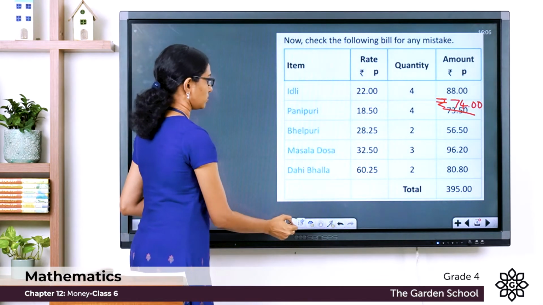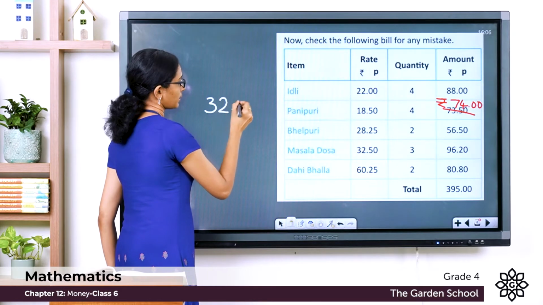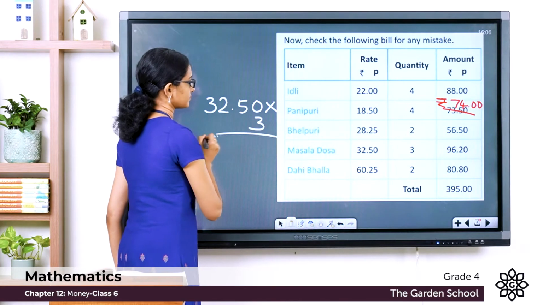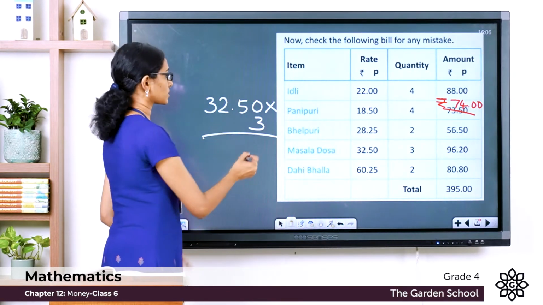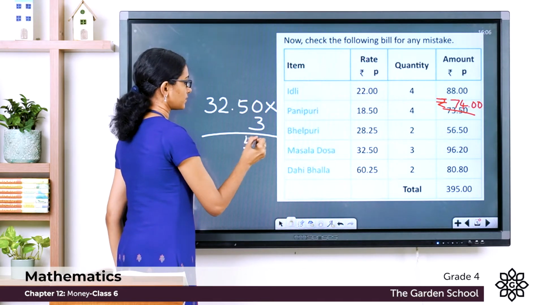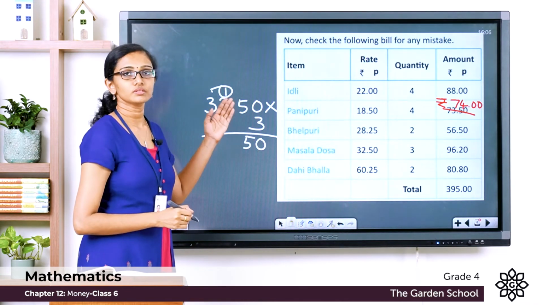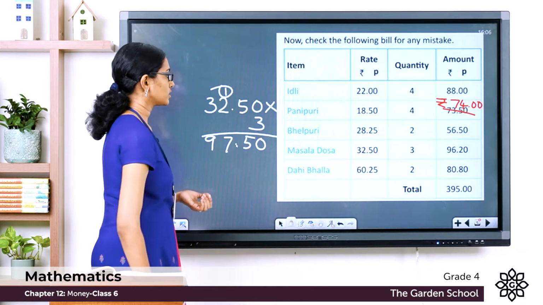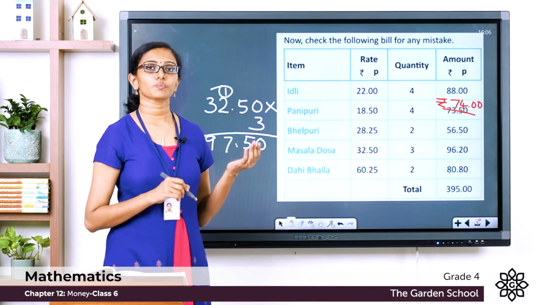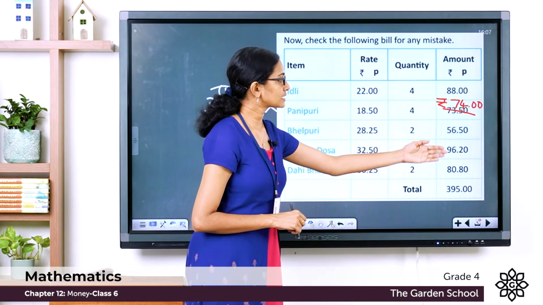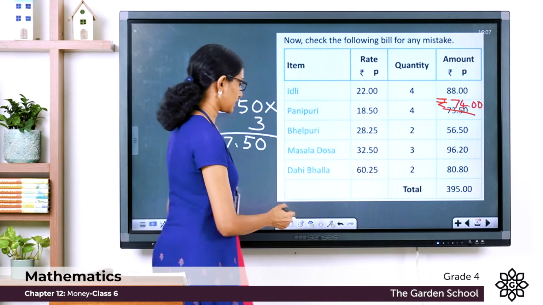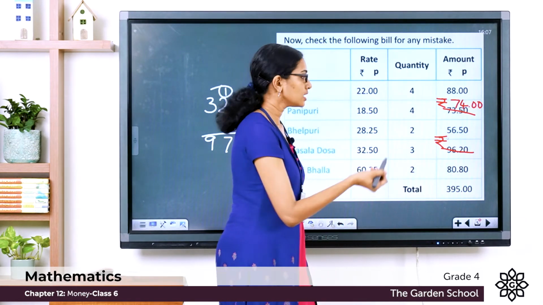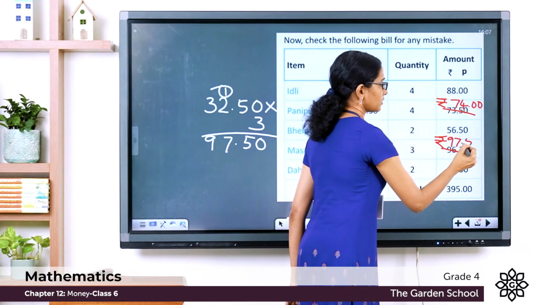So the amount is 32 rupee 50 paise into 3, and that is equal to, here, 3 into 0, 0, 3 into 5, 15, carry over 1, 3 into 2, 6 plus 1, 7, and 3 into 3, 9. Let's put the dot. So the amount here is 97 rupee 50 paise, but in the given bill it is shown as 96 rupee 20 paise, which is incorrect. So here the actual cost of masala dosa is 97 rupee 50 paise.